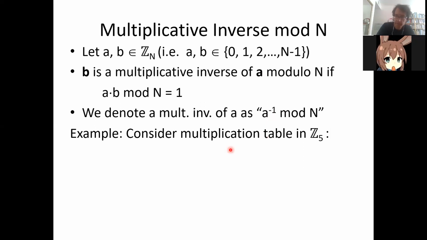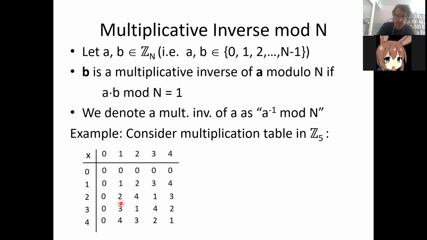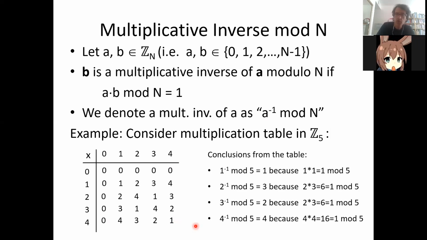Consider the multiplication table in Z5. We went over it last time. For every element here, there is some value that multiplied gives you a unity. So for example, the inverse of 3 is 2, and indeed 2 times 3 is 1 mod 5, because it's 6, and 6 is 1 mod 5. And the inverse of 4 is 4, because 16 mod 5 is 1. Okay, so these multiplicative inverses exist.